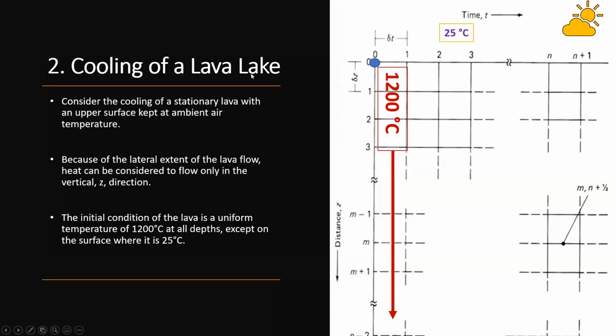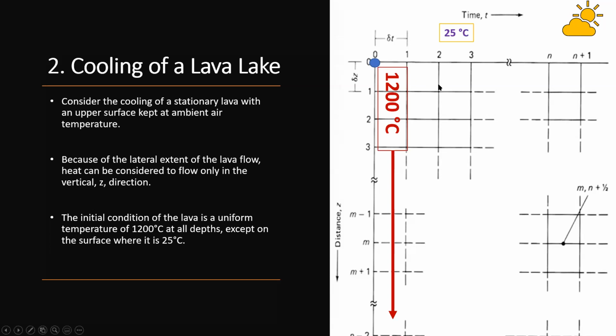So consider the cooling of a stationary lava with an upper surface kept at an ambient air temperature, which would be up here, okay? Because of the lateral extent of the lava flow, heat can be considered to flow only in the vertical Z direction, this direction. The loss of heat from the sides is not going to be considered, okay? So just on the Z direction. The lava flow is divided into different cells, as it's shown here.